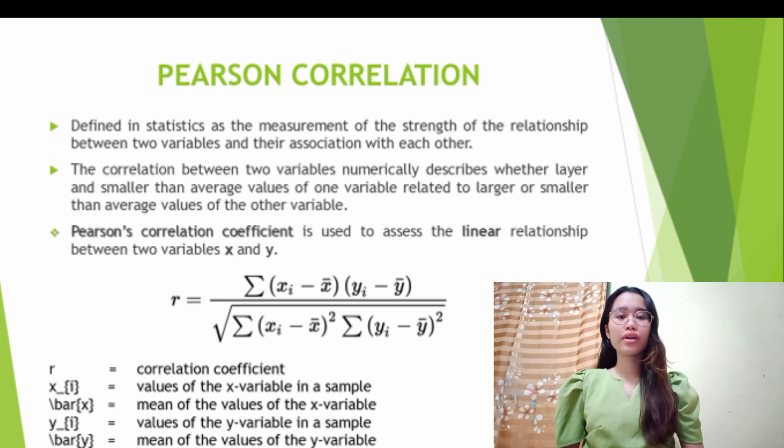The formula for Pearson's correlation is r is equal to the sum of each value of x minus x bar, the mean of x, multiplied by each value of y minus y bar, the mean of y, and divide that by the square root of the sum of each value of x minus the mean of x squared, multiplied by the sum of each value of y minus the mean of y squared.